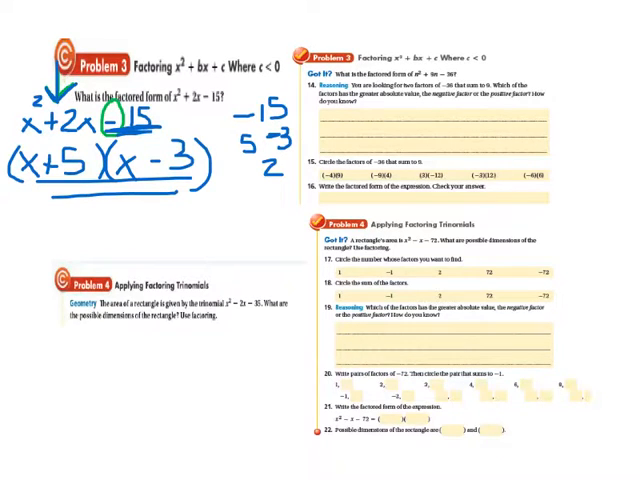And then we could just FOIL to check ourselves, so if we did get the plus and the minus in the wrong spots, that would be our chance to fix it. Alright, so go ahead and work on problem 3. Pause the video.